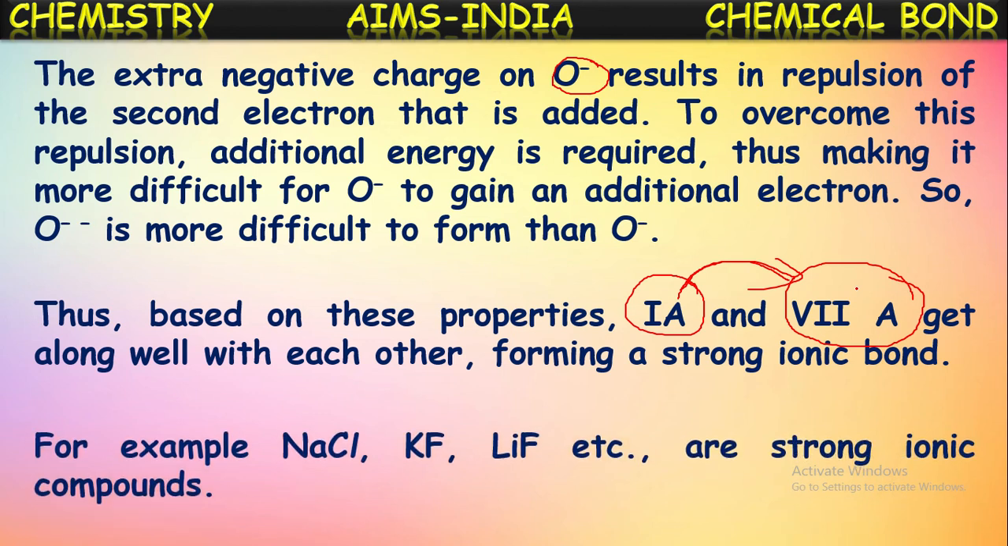For example, sodium chloride is an ionic compound formed between the first A group element sodium and the seventh A group element chlorine. So these two form a strong ionic compound. Potassium fluoride and lithium fluoride are also in the same way. These are examples of strong ionic compounds. First A and seventh A group elements form strong ionic compounds.